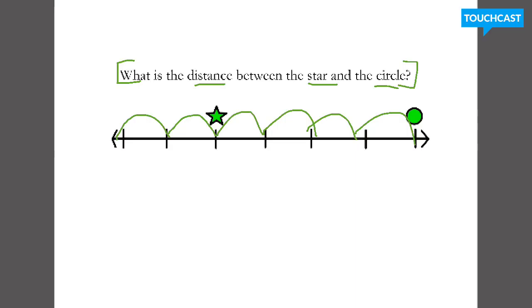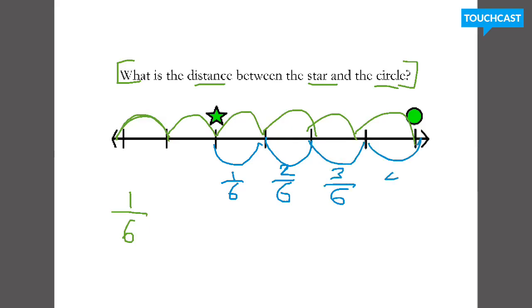So the distance for each jump, one jump would be 1 over 6. So let's count how many 1/6 jumps there should be between the star and the circle. 1/6, 2/6, 3/6, 4/6. That was so easy. The distance between the star and the circle is 4 over 6. Good job.